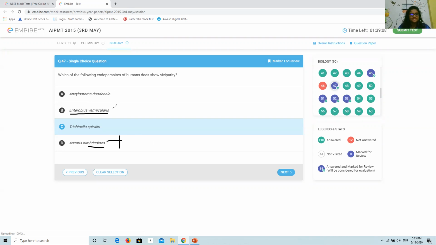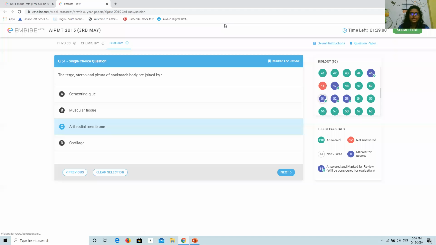Enterobius vermicularis, Ankylostoma duodenale. These are nothing, just big names, and you will have to learn them, you will have to memorize them. And at this point of time, nobody is really going to teach you all this and what it means. Just remember, which is Trichinella spiralis. It is the only one showing viviparity, nothing else. And I guess some state textbook in 12th standard has it, hence they have asked this question. Otherwise, you should not expect this.